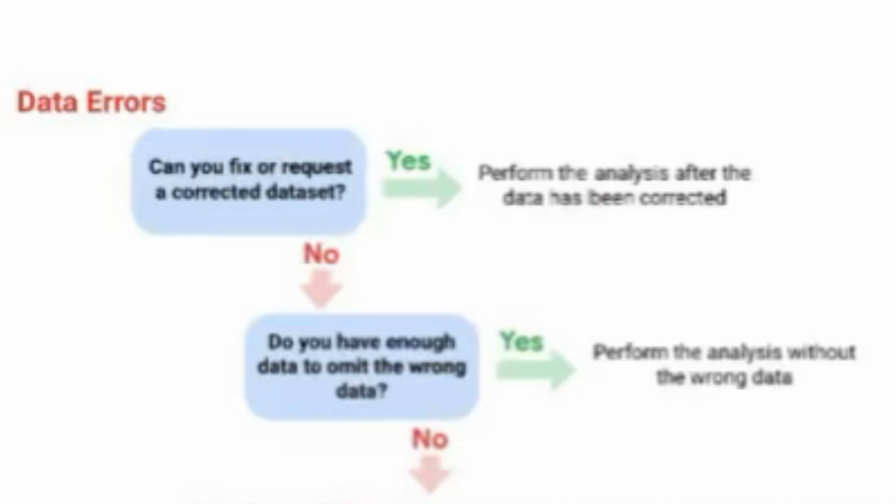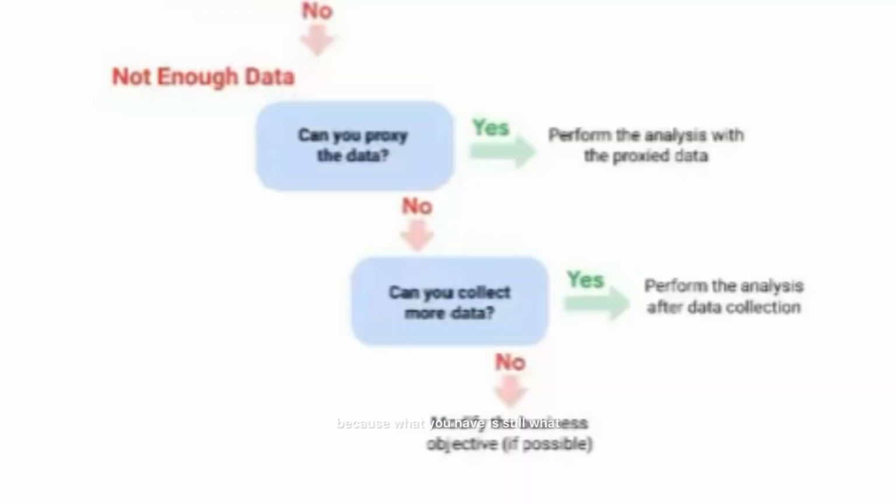So the first will be, you have a data error. Can you fix or request a corrected data set? If the answer is yes, perform the analysis after the data has been corrected, not before. If the answer is no, the next question is, do you have enough data to omit the wrong data? If the answer is yes, perform the analysis without the wrong data. So you remove the wrong data, use what you have, because what you have is still sufficient.